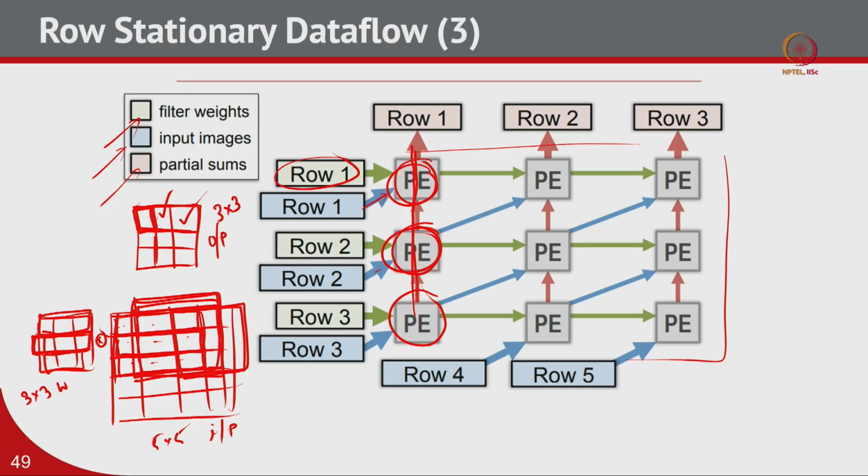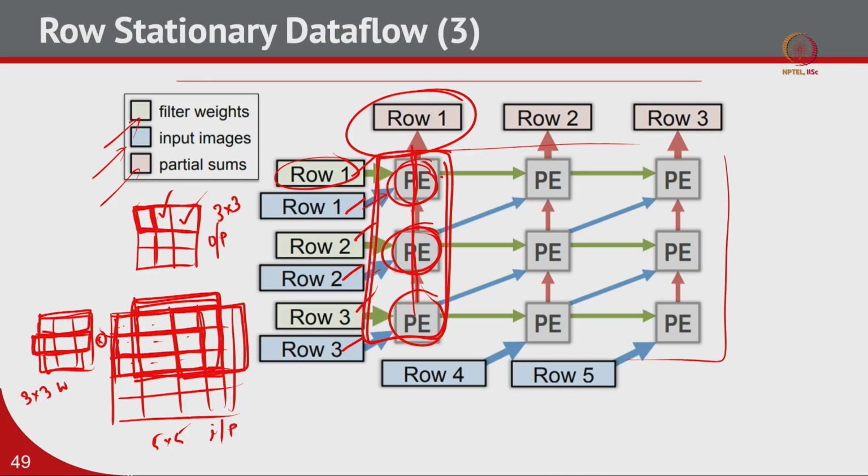Now, everything is happening in this particular set of PEs. So, this set of PEs has the information of row 1, row 2, row 3 of the input feature map. They will get element wise multiplied with row 1, row 2, row 3 of the filter weights to obtain the first row of the output, right. I hope it is understandable.